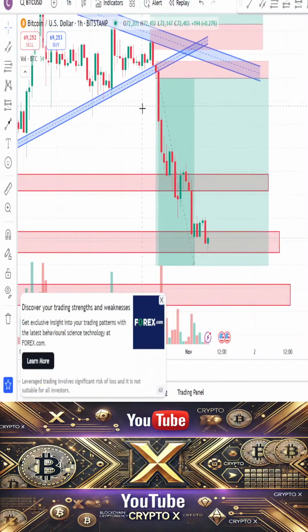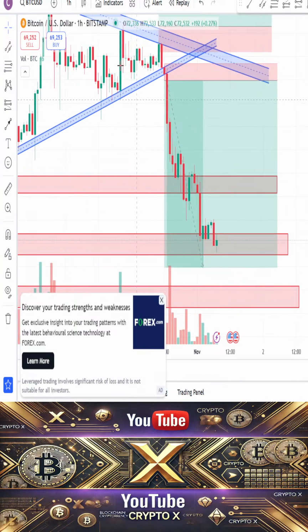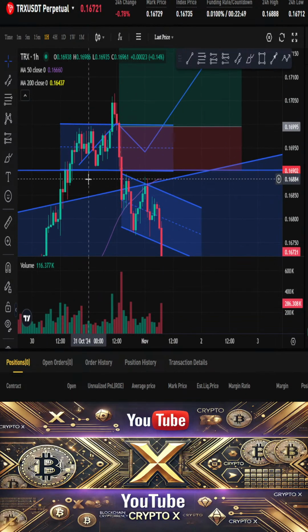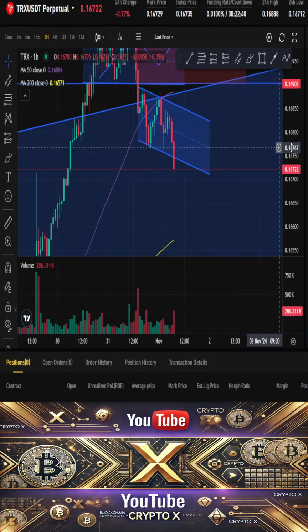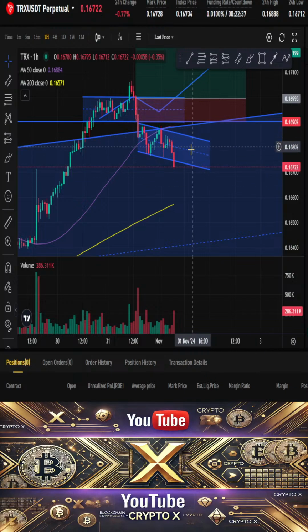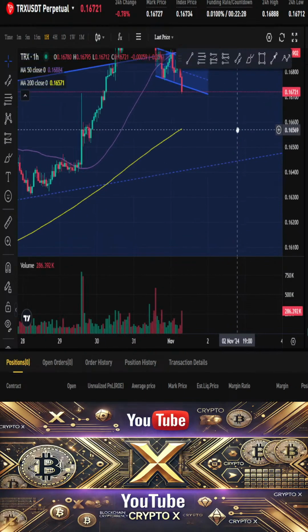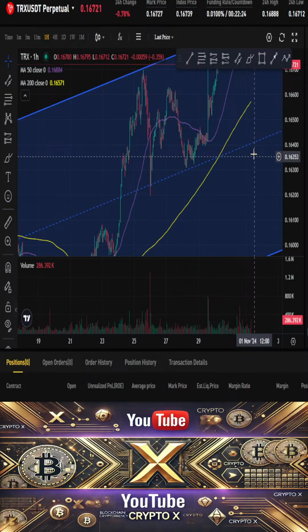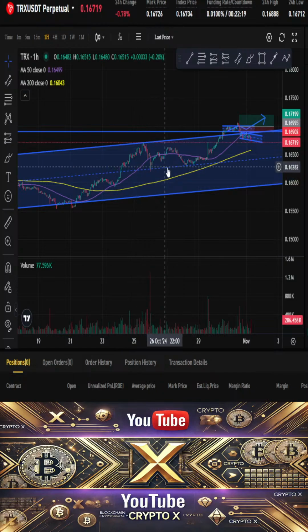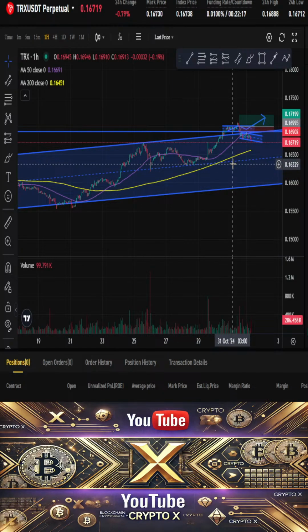Can you please go back to TRX? In TRX itself, it is again breaking out from the channel towards the downside. Isn't it an inverse flag and pole pattern? Yes, it is also breaking the inverse flag and pole pattern. According to my knowledge, if it breaks the inverse flag and pole pattern, then it will go back to the bottom of the channel which it formed earlier. Earlier the pattern was this dotted line and the top line, so shouldn't it go back to this dotted line?